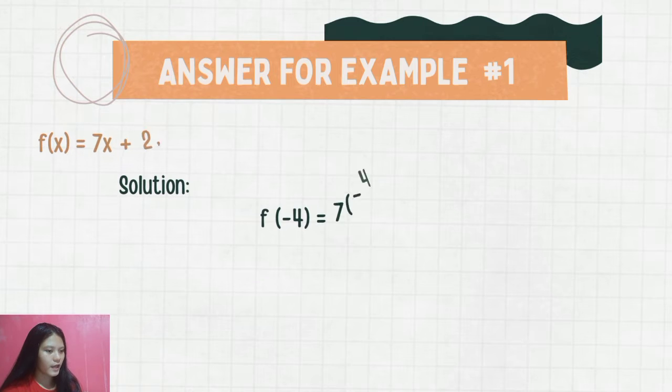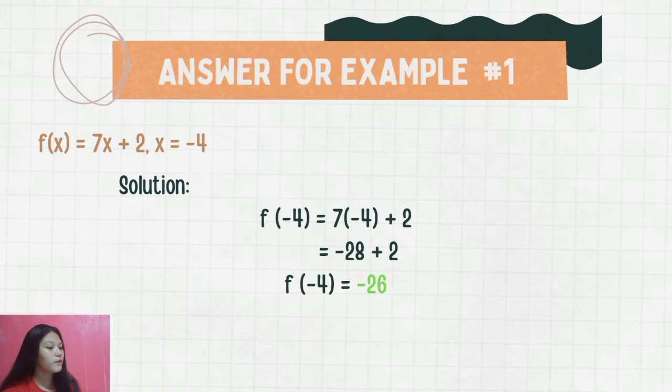Here's the solution. The given is f of x is equal to 7x plus 2 and the given value of x is negative 4. According to the meaning of evaluation of function, we have to replace all the x variables by the given value of x. So f of negative 4 is equal to 7 times negative 4 plus 2. We replace the variable x beside number 7. 7 times negative 4 is equal to negative 28.